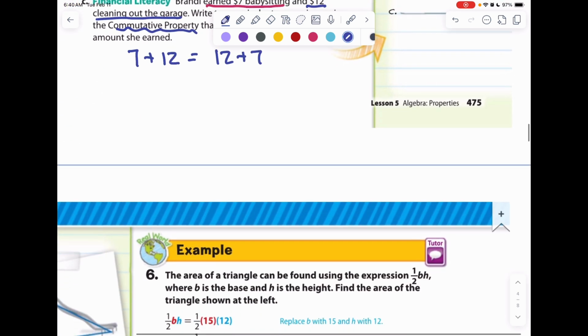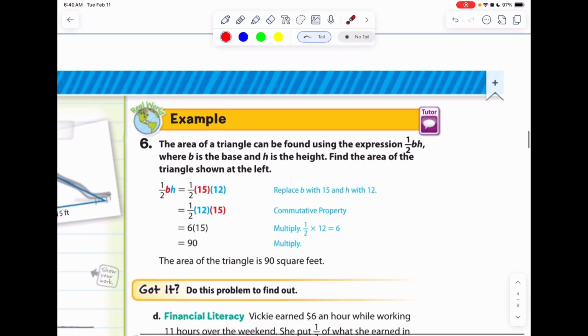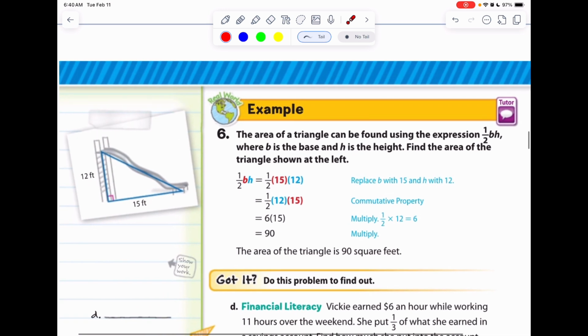All right, moving on. Number 6. The area of a triangle can be found using the expression 1/2 times base times height, where b is the base, h is the height. Find the area of the triangle shown at the left. Oh, I can't see it. Here we go. So we have our height and we have our base, and we know that it's 1/2 times 15 times 12. Look here, this is the part I want you to notice. They used commutative property to reverse the order of the 15 and the 12.